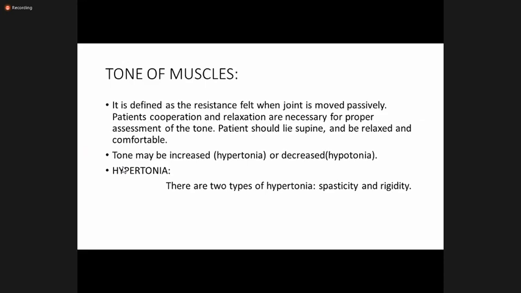Tone may be increased in case of hypertonia, or may be decreased, in which case it is known as hypotonia. For hypertonia, there are two types. One is spasticity and the other is rigidity.